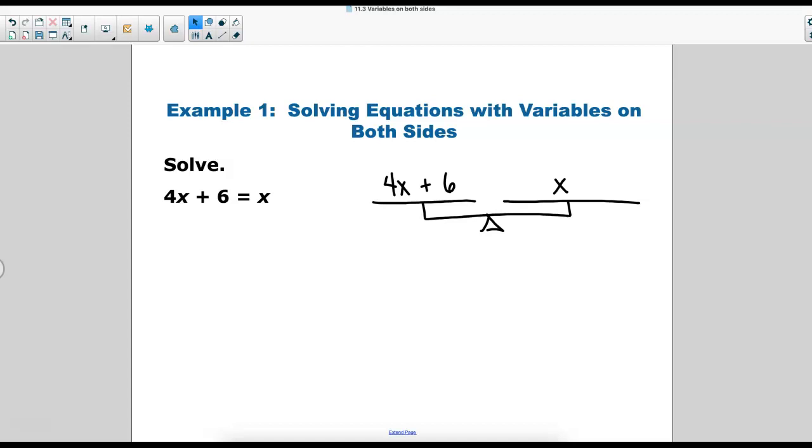Now, the really nice thing about today is there's no fractions, right? Earlier this week, we did the fraction stuff, and yes, that was a little bit more. There's no fractions today. Okay?